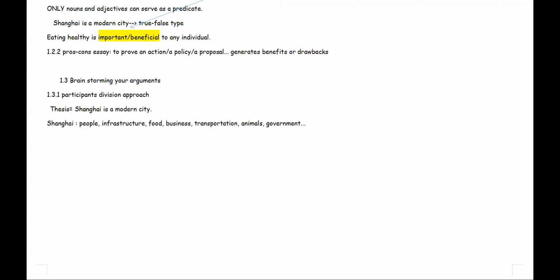So our next job is what? Next job, after coming up with all players in this topic, we group them. Okay, we group them. All right. So do we have any overlap? Infrastructure. Can infrastructure include transportation? Is transportation part of infrastructure?